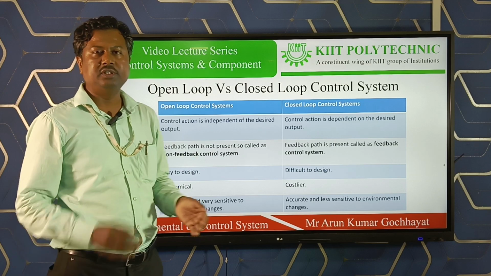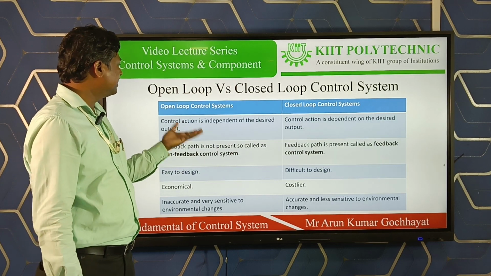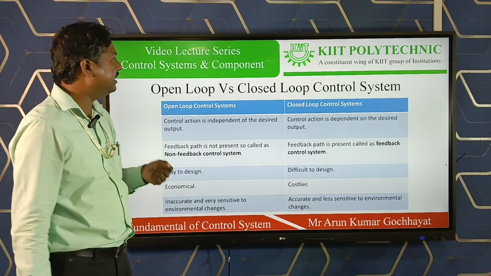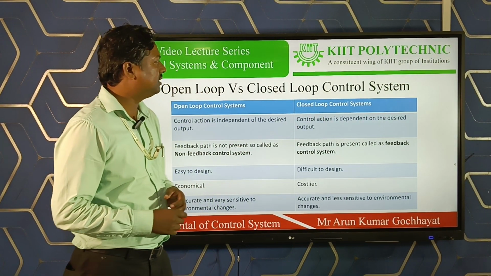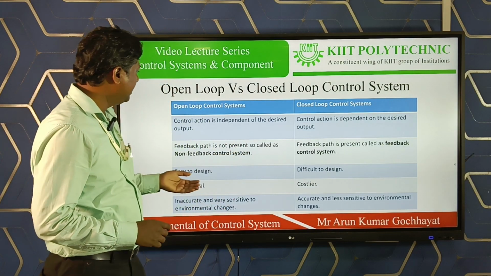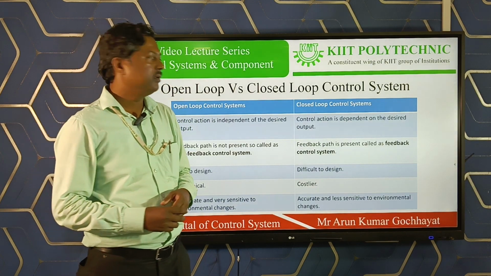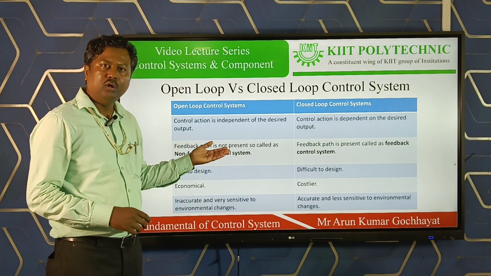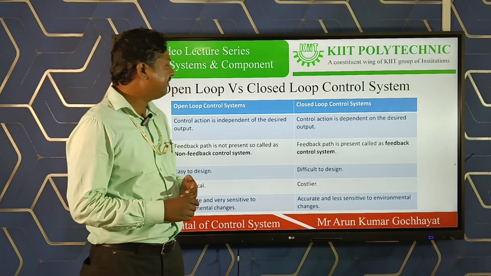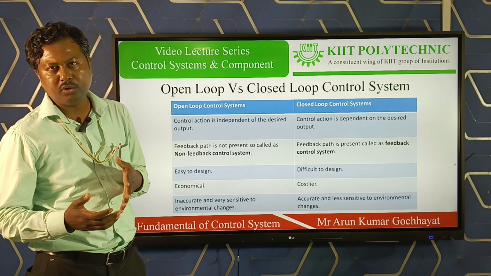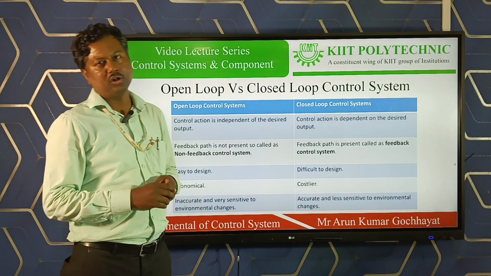Now let us compare the open loop control system and the closed loop control system. As I said, in an open loop control system, the control action is independent of the system output or desired output, whereas in a closed loop control system, the control action is dependent on the desired output. Open loop control systems are non-feedback control systems, whereas closed loop control systems are feedback control systems. Open loop control systems are easy to design, and closed loop control systems are difficult to design. Most open loop control systems are economical in nature, and closed loop control systems are costlier.